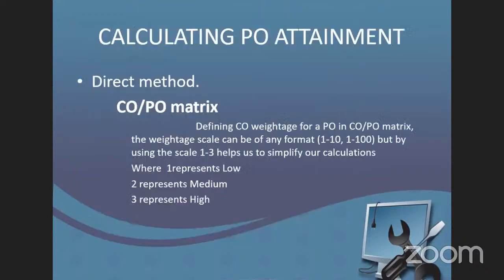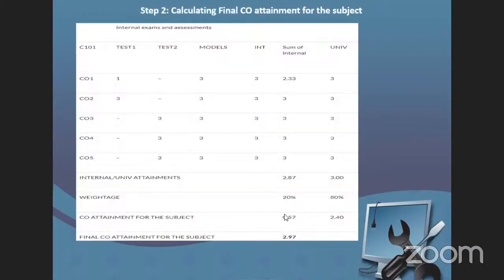External is university exam. So we can say 20 into 20 by 100 into 2.87 is 0.57. 80 by 100 into 3 is 2.40. These two should be added, internal plus external, 0.57 plus 2.40, which is 2.97. This is the final CO attainment for the subject, which includes assessment of all the COs individually.